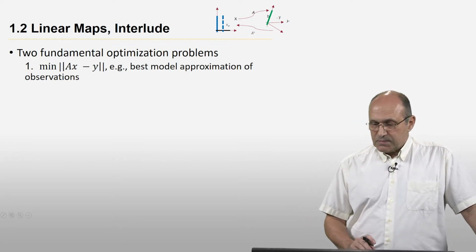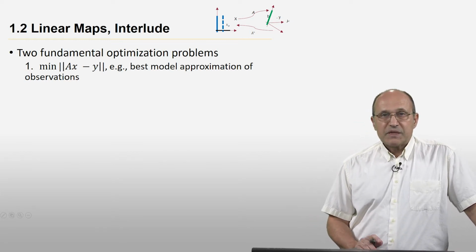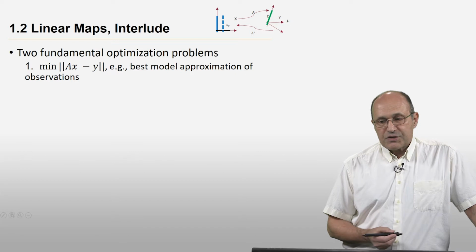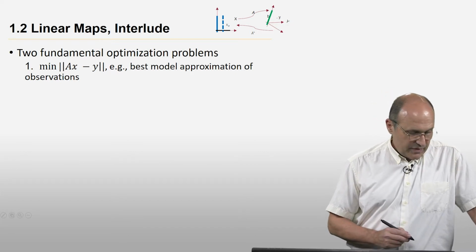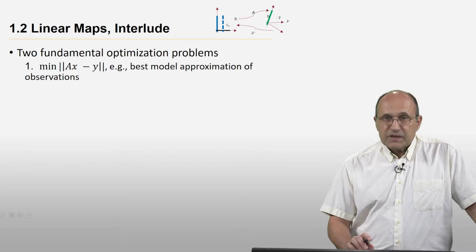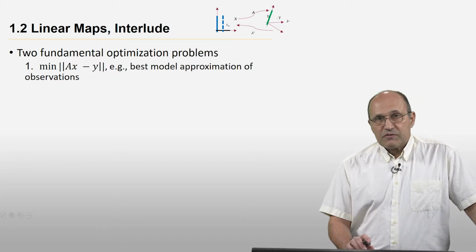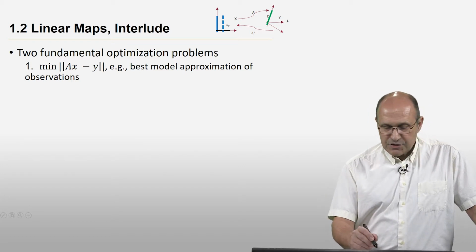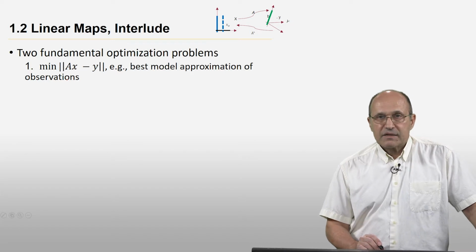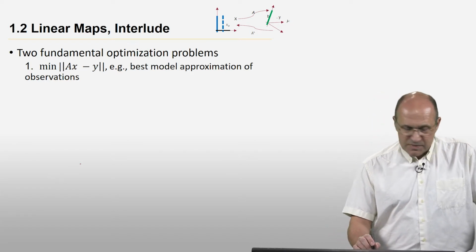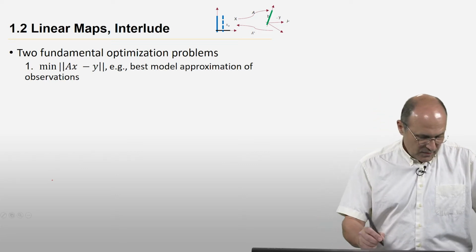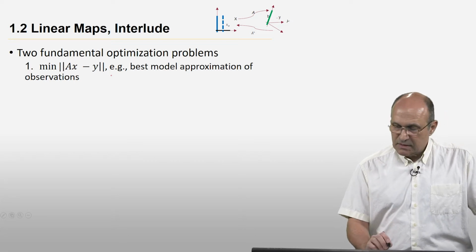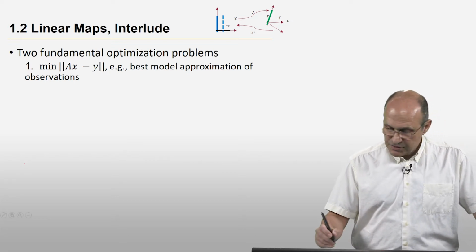So as an interlude, I'm going to define a couple of optimization problems and see what some interesting applications come out of this theory. We have two fundamental optimization problems that we want to solve in this context. One is a minimization of the difference between AX and Y. So where these problems come up: we try to derive the best model approximation of observations.